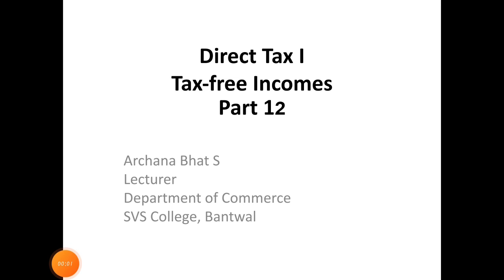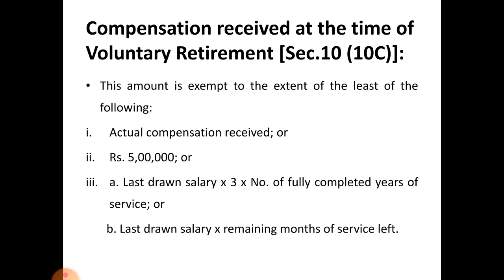Hello students, we are discussing tax-free incomes, and in the previous session we solved a problem relating to leave encashment. In this session, let us discuss compensation received at the time of voluntary retirement. If an employee accepts retirement willingly before his age of retirement, that is known as voluntary retirement. It is also known as VRS, that is Voluntary Retirement Scheme.